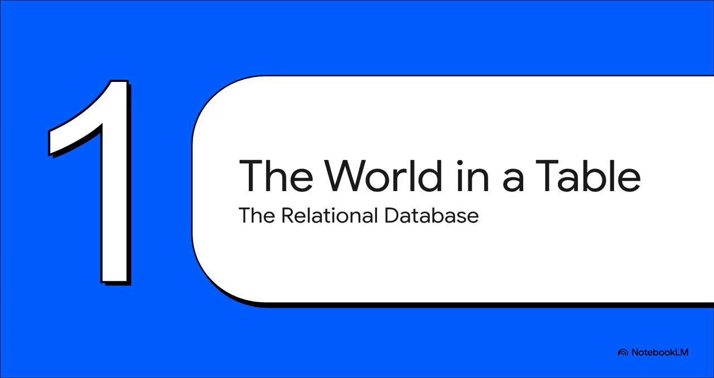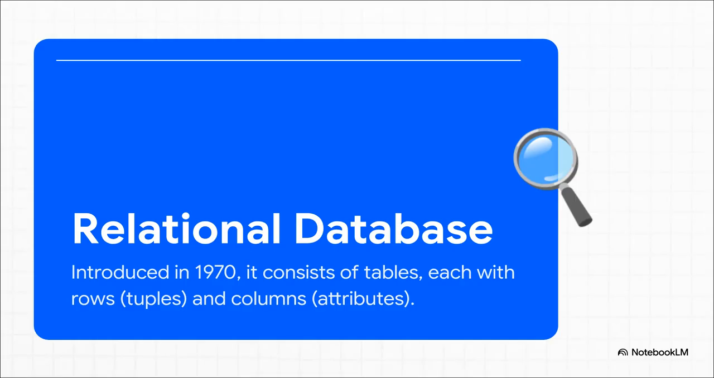To really get the revolution that happened, we first have to understand the old way of doing things. So let's start with that digital filing cabinet, the relational database. For over half a century, this was the undisputed king of organizing information. So what is it exactly? Well, a relational database, which was first dreamed up way back in 1970 by a guy named Dr. E.F. Codd, is basically a system for storing information in these interconnected tables.